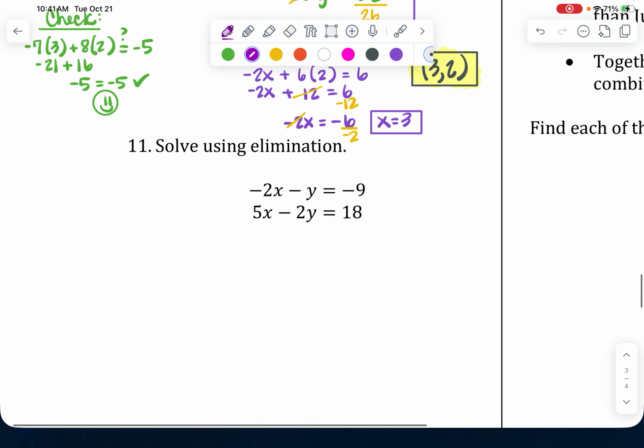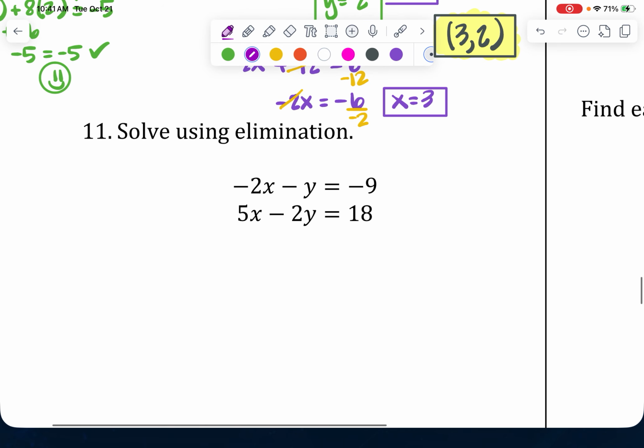Number 11, solve by elimination again, right? So again, everybody's lined up, so we're ready to go. We're all in standard form here. But again, none of my variables cancel. Now in this case, I'm going to choose to eliminate my y's just because 2 is a multiple of 1, and so I can just get away with manipulating one equation instead of both. If you want to cancel out the x's, that's cool too, but you're going to have to turn them into 10s because that's the least common multiple that 2 and 5 have in common. So it doesn't matter which variable you pick.